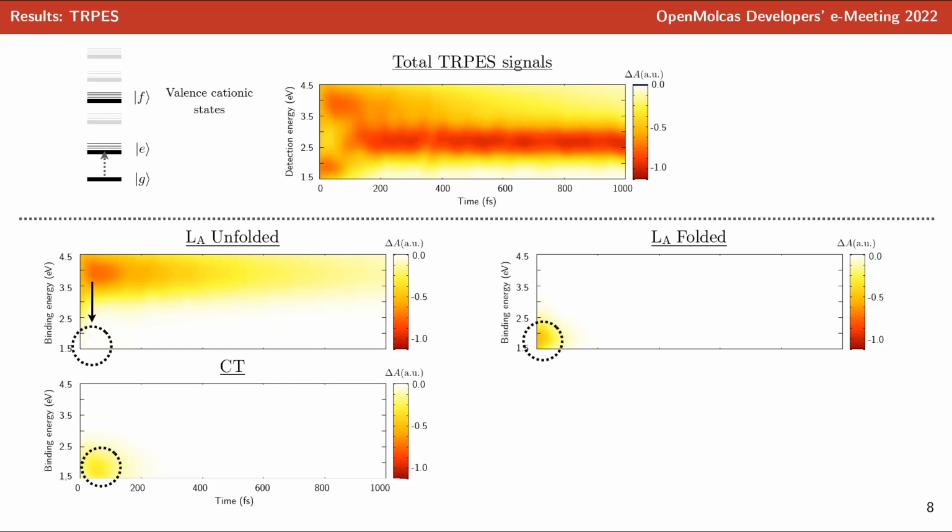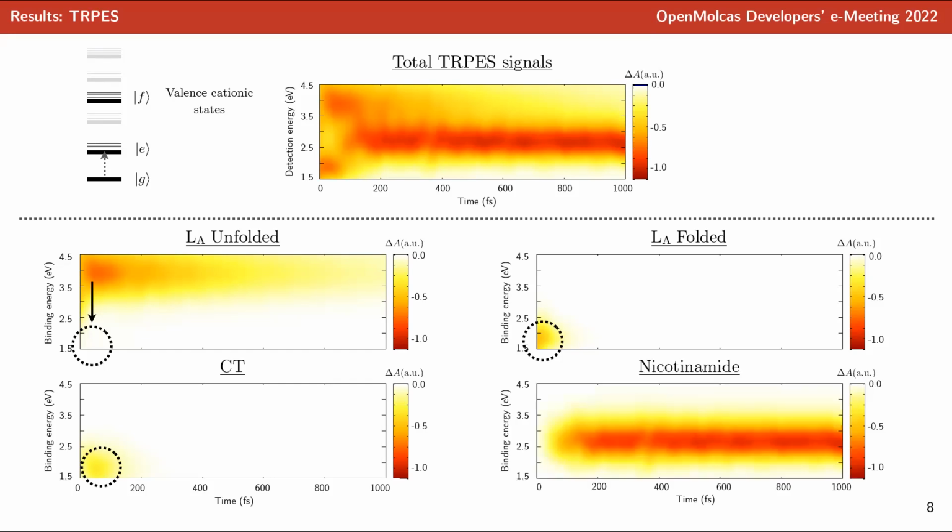And so again, we can't clearly visualize the charge transfer within this window. And finally, we have the signal of nicotinamide, which is clearly visible in the spectrum. So in this window, we can for sure visualize the energy transfer. We also have the correct timing of it, but we still are not able to visualize the charge transfer.